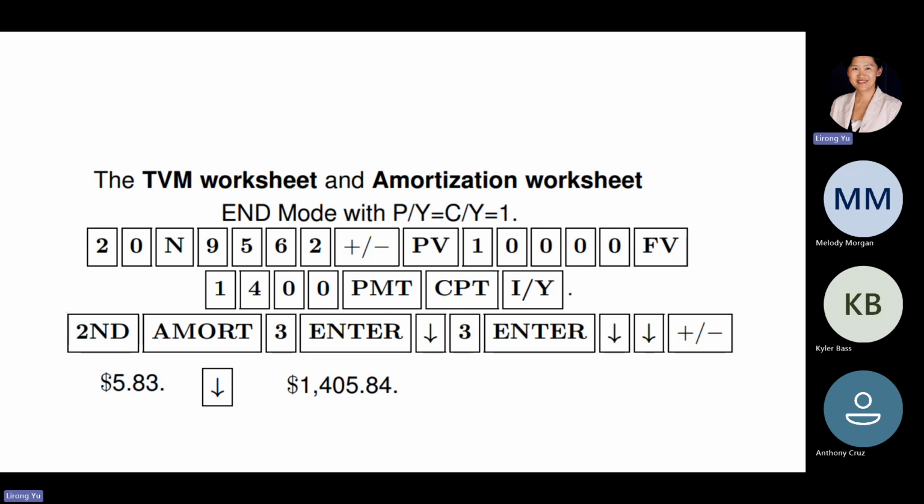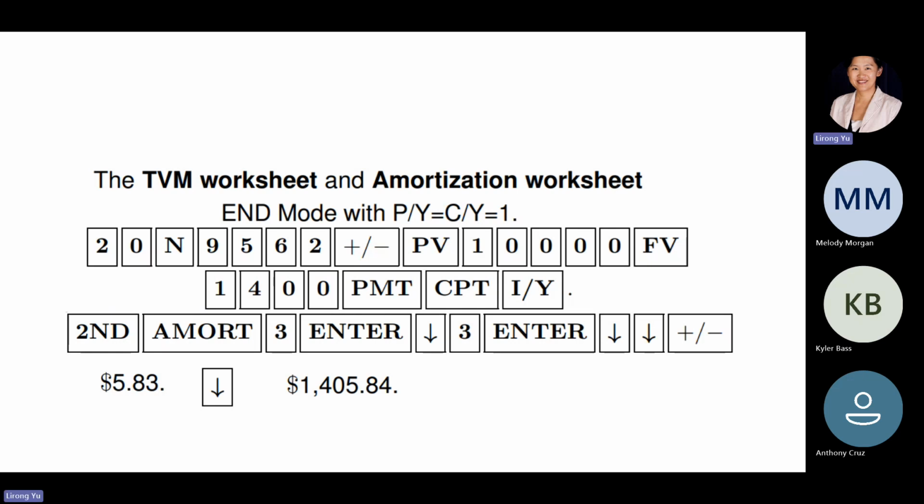This is how we do it with a BA II Plus calculator. Put in N equal to 20 and a present value equal to negative 9,562. The future value is 10,000, and the payment is 1,400. Calculate the interest rate. With the interest rate, go down to the amortization worksheet, put 3 as your initial and terminal time spot, and it will give you the P3 and I3. Everything will work out exactly if you are using the calculator. Any questions? Okay, so that's that example.